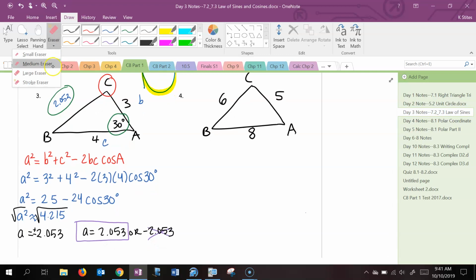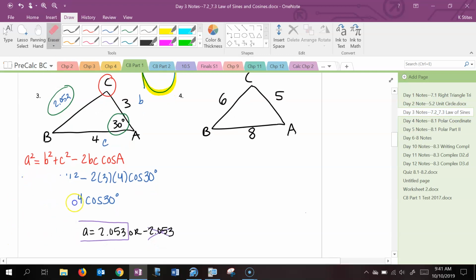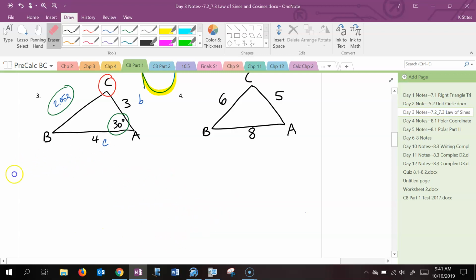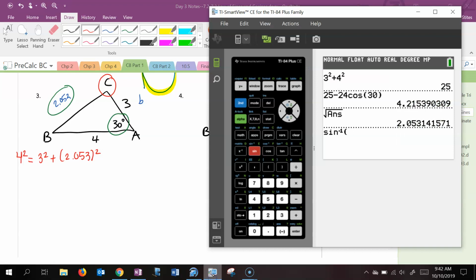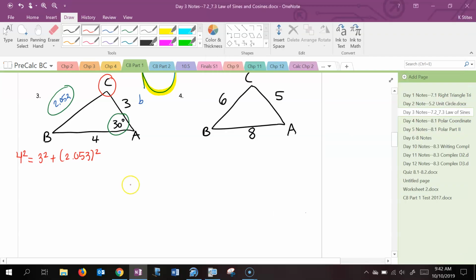I'm just going to erase all this because otherwise I won't have room. Hopefully you wrote smaller than me, or you could grab some scratch paper. This time, since I'm finding angle C, I'm going to start with C squared, which is 4 squared, equals 3 squared plus 2.053 squared. Ideally, you have stored that as an x. Minus 2 times 3 times 2.053 cosine C.